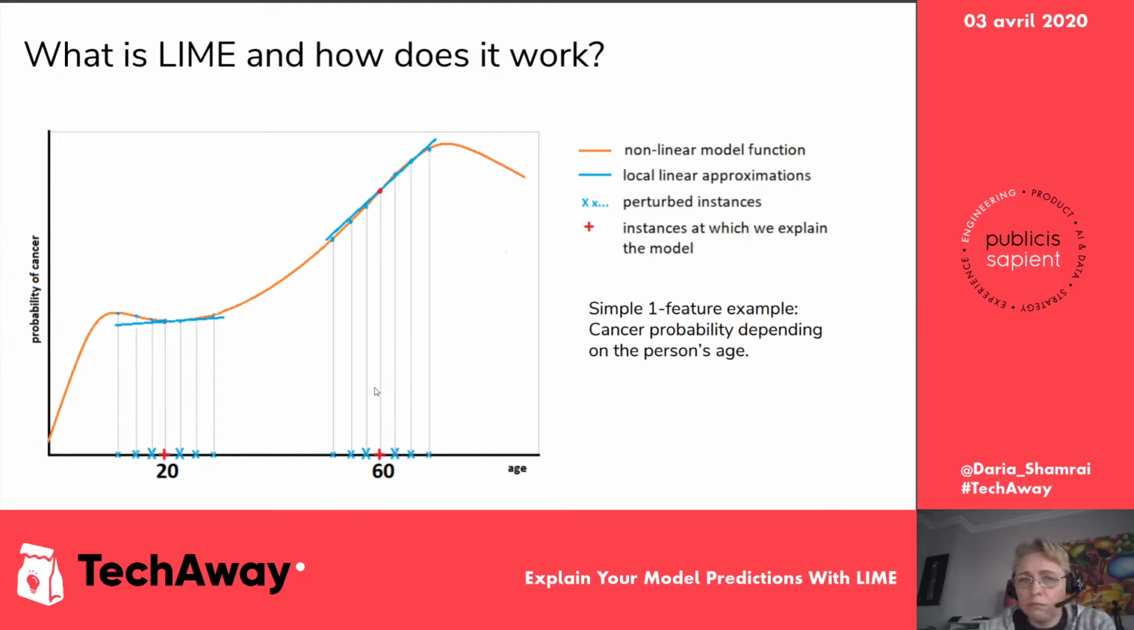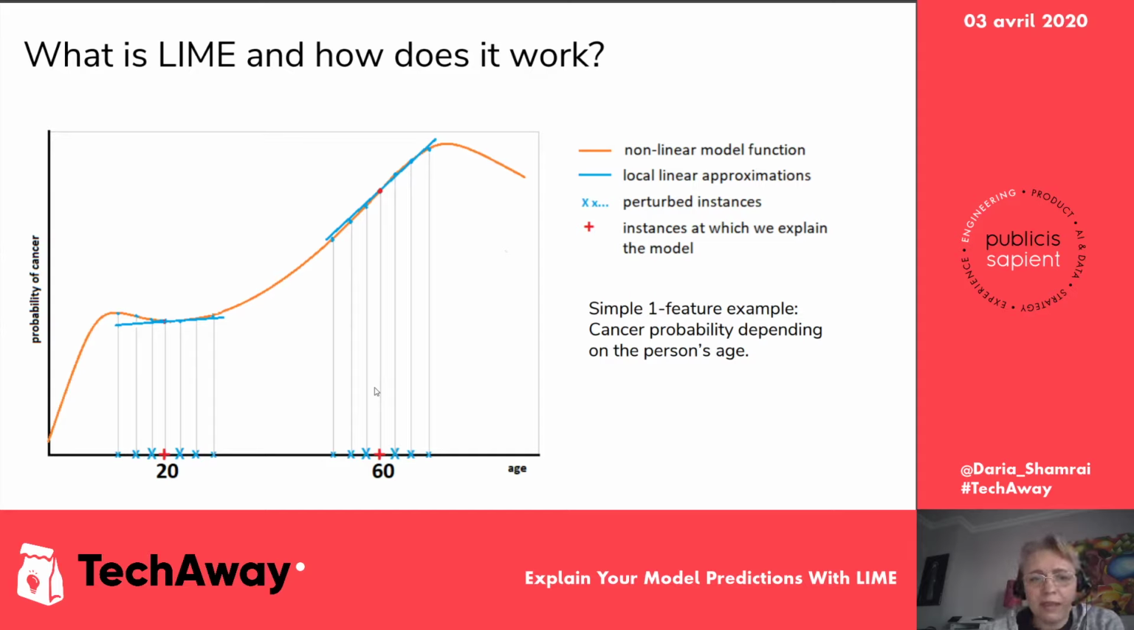One more illustrative example to help you get the idea. In this case, it's a sort of real thing, right? Imagine we're trying to predict the probability of cancer, and the only single predictor we use is the age of the person. And we imagine that the model learned a very nonlinear dependency, which is our orange curve. It's complex, not so much, but still much more complex than the linear thing. And for instance, we try to look at the explanation for a patient who is 20 years old and another one who is 60 years old.